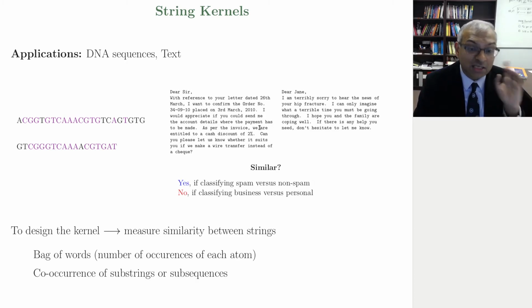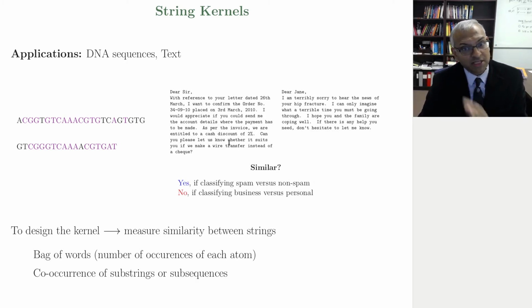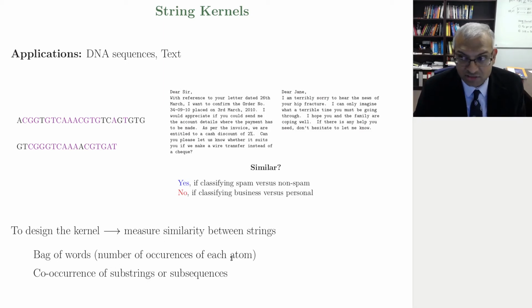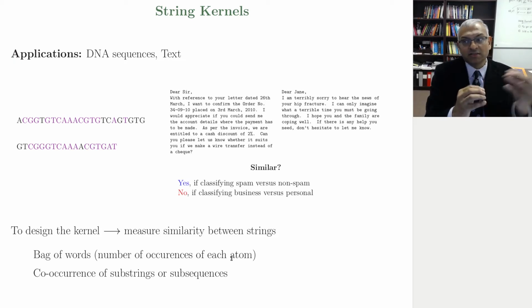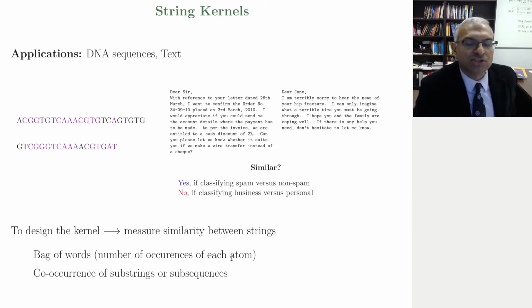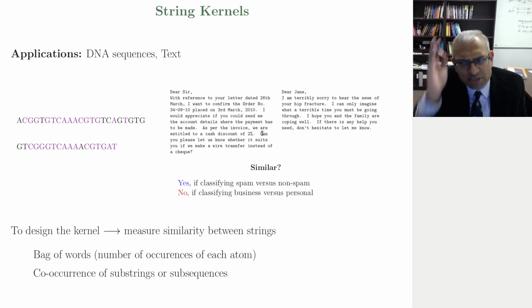One is business and one is personal, but neither of them is spam. On the other hand, if you're classifying business versus personal, say I'm trying to build a classifier for my own mailbox, then these are not similar. Whatever your kernel is, for example with bag of words features, you might identify certain features as business features, spam features, or personal features, and your measure of similarity should take into account the nature of the problem. These two inputs are similar or not depending on the specific task.